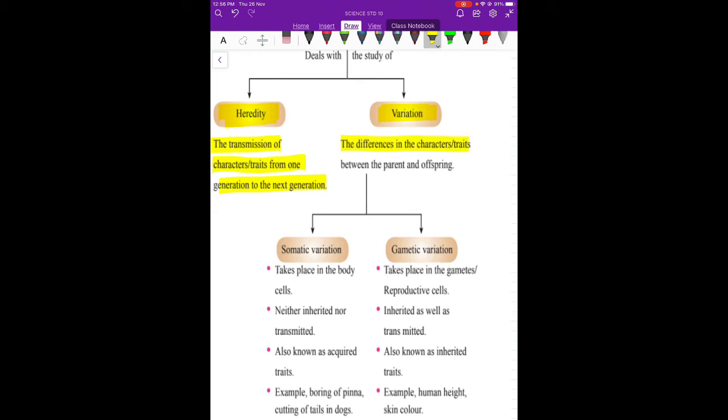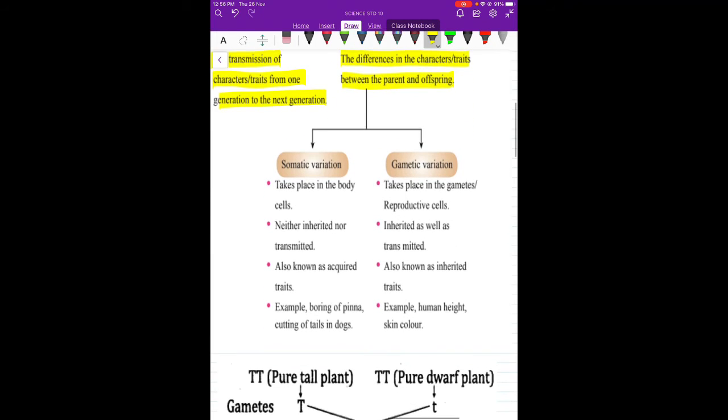Some may have blue eyes, some may have hazel eyes, some may have straight hair, some may have curly hair. So this is variation, and not everything is passed from the parent to the offspring exactly the same. There is some variation in the offspring. Now variations are again of two types, somatic and gametic. Somatic means it takes place in the body cells. It is neither inherited nor transmitted.